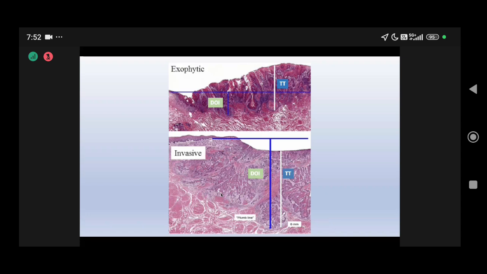In the inferior one, there is a crater-like depression because of the invasion. There the basement membrane is at the top, which is normal. The basement membrane has deepened due to the depth of invasion, but the tumor thickness, which is from the top of the tumor to the basement membrane, is less. So as you can see, exophytic tumors have less depth of invasion than tumor thickness, while invasive tumors have more depth of invasion than tumor thickness.